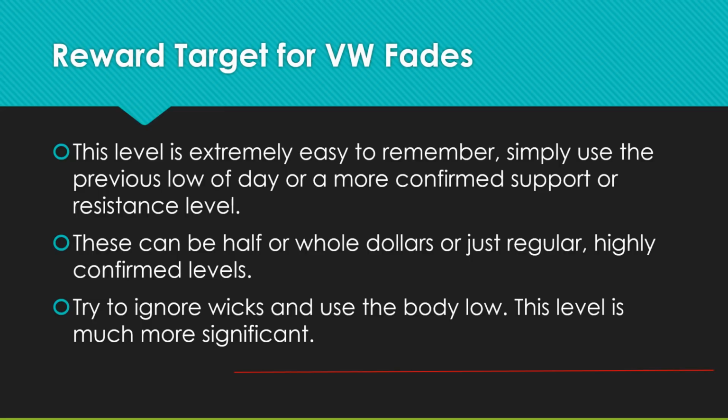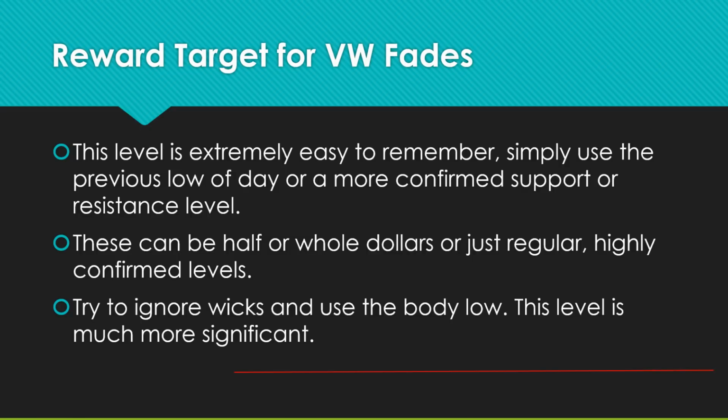The reason for that is because stocks move in ranges, and a lot of times they'll move in ranges between the VWAP and the previous low of the day. They'll move back and forth: come back down to that previous low of the day, bounce back up to the VWAP, get rejected back down, and come back down. You'll see this happen over and over again with a lot of different stocks. Like this says, though, these can be half or whole dollars or just regular, highly confirmed levels.